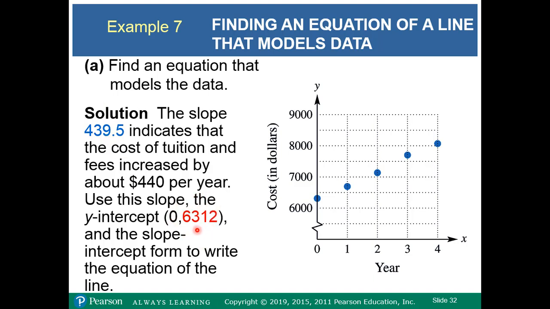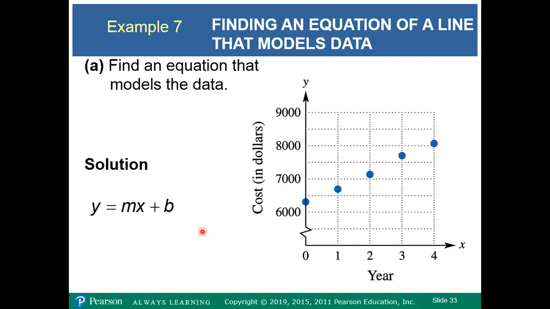Now we've got the slope and the y-intercept, so we can write the equation of a line using slope-intercept form, where we just plug in m and b. This is the equation of the line that models the relationship between the number of years after 2009 and the cost of education in dollars. We know what the slope means, and we know that in 2009, the cost of tuition per student was $6,312.